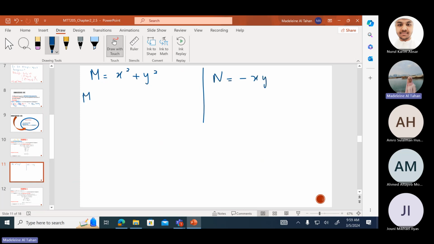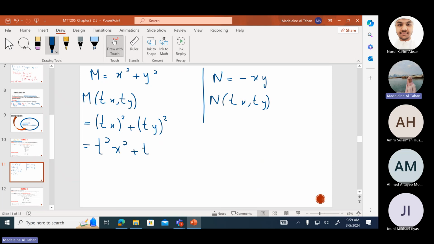What do we need to find? M(tx, ty), and here what do we need to find? N(tx, ty). So again, instead of x, what should we substitute? tx. And instead of y, ty. Let's substitute. What will we get? t squared x squared plus t squared y squared. Right? Can we take t squared in common? x squared plus y squared is exactly what?